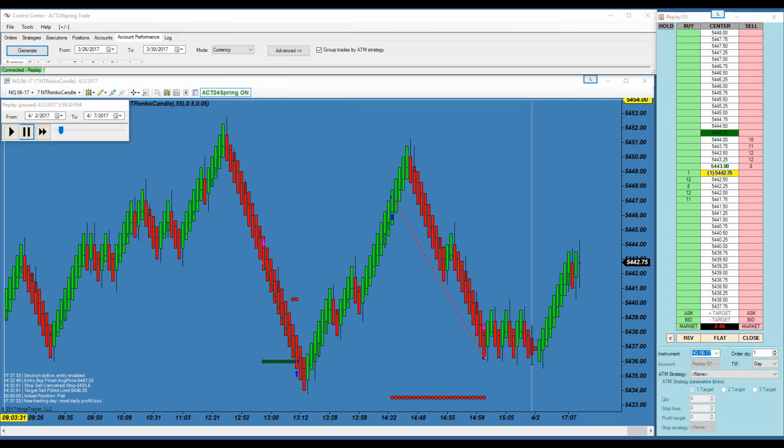Okay, we have Nasdaq, same settings as we used in video number 1. We have the 7 NT Renko candle, that's the one we use, that's our bars. Not many people have these bars.